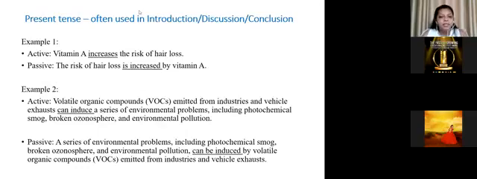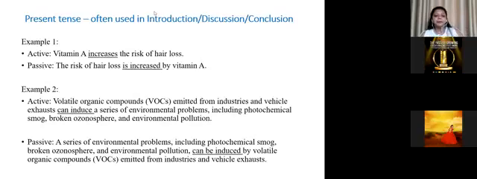Volatile organic compounds emitted from industries and vehicle exhaust can induce serious environmental problems, including photochemical smog, broken ozonosphere, and environmental pollution. Let's look at the passive construction of it. A series of environmental problems, including photochemical smog, broken ozonosphere, and environmental pollution, can be induced by volatile organic compounds emitted from industries and vehicle exhaust. So the same scenario.